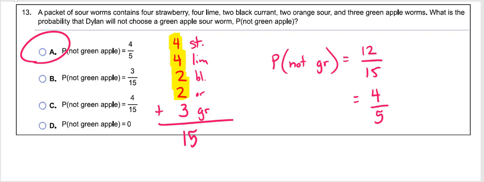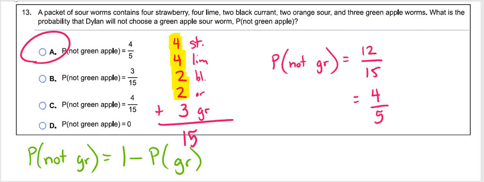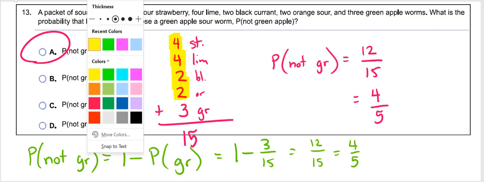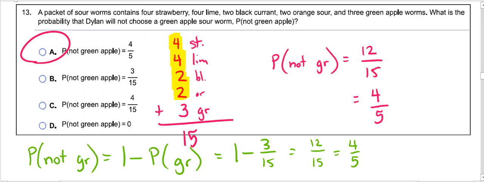Something to point out. The probability that it's not a green apple is equal to 1 minus the probability that it is a green apple. So that's 1 minus 3/15, which is 12/15, which again is 4/5. I wanted to point out and make sure you remember that the probability that it's not green is equal to 1 minus the probability that it is green.